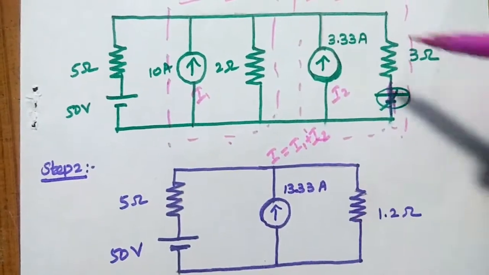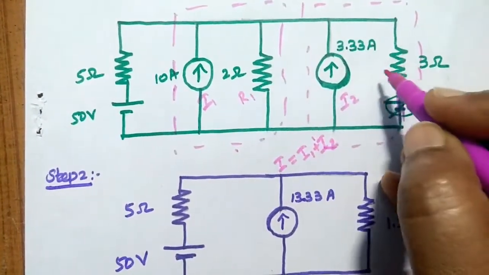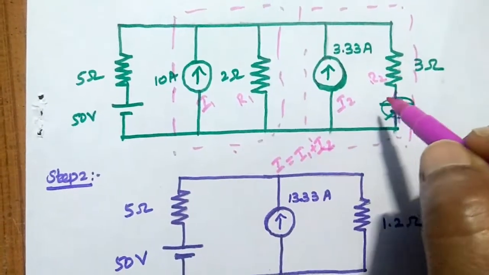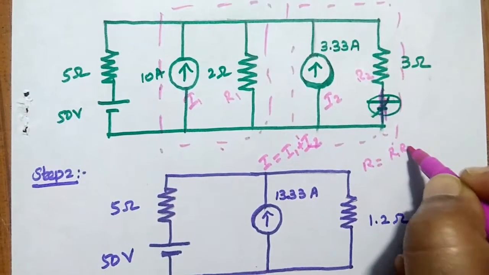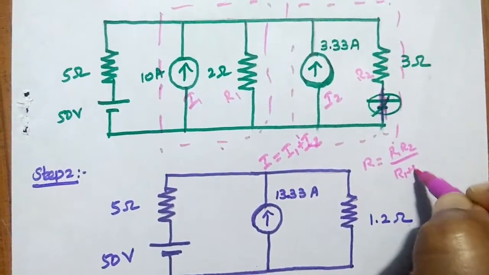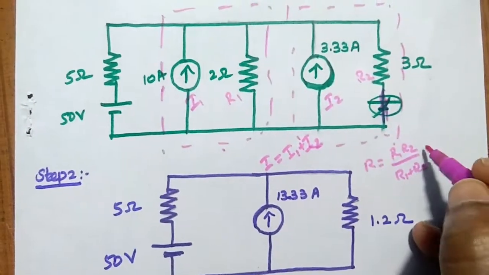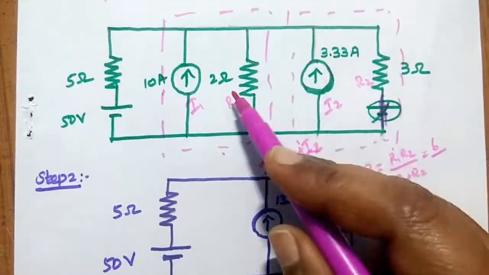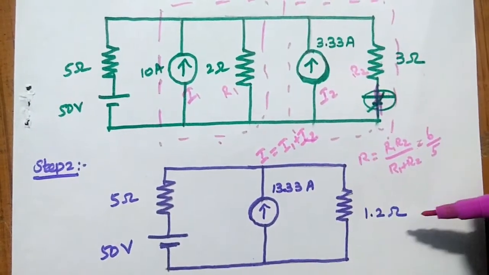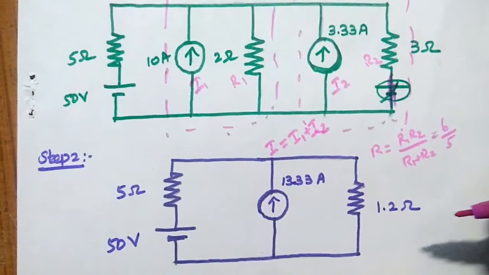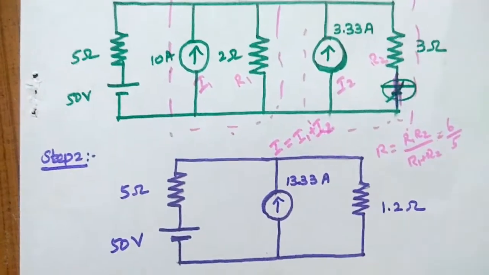And next, the resistance. These two resistances, we can say this is R1, this is R2. Both are in parallel. Parallel means the overall resistance is equal to what? R1 R2 divided by R1 plus R2. So substitute the values here. 2 into 3 is equal to 6 divided by 3 plus 2 is nothing but 5. So 6 by 5 is equal to 1.2 ohm. So now we have one voltage source and one current source.